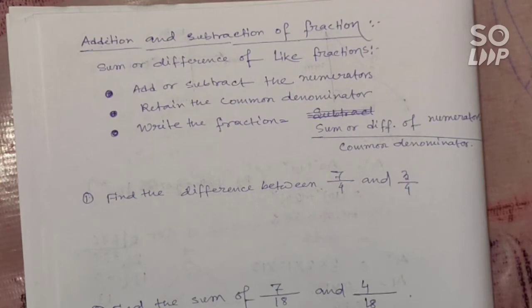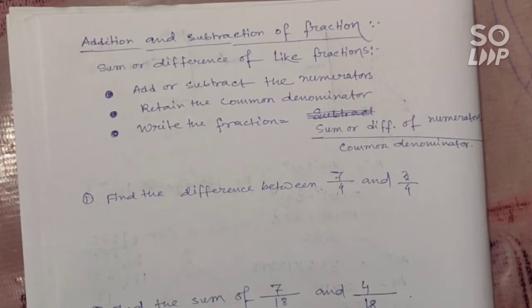You will learn about two types of fractions, that is like fractions and unlike fractions. Can you tell me what are called like fractions? In like fractions, the denominators are the same, and in unlike fractions, the denominators are different. So first we will learn about the addition and subtraction of like fractions. That means when the denominators are the same, how can you add that type of fractions?